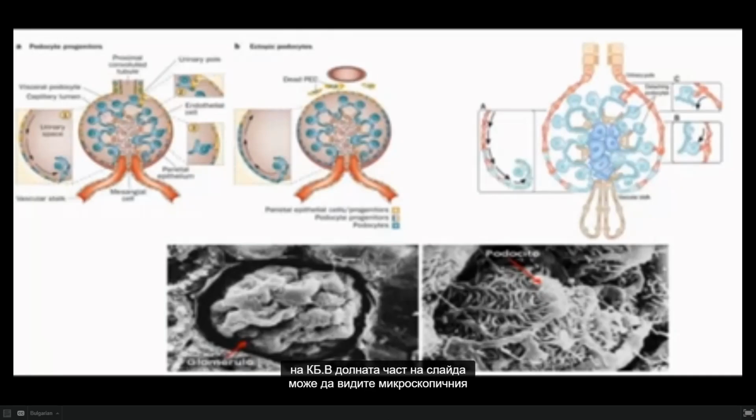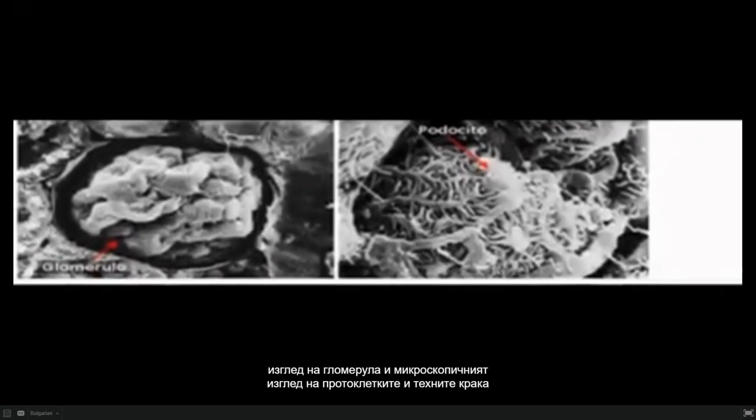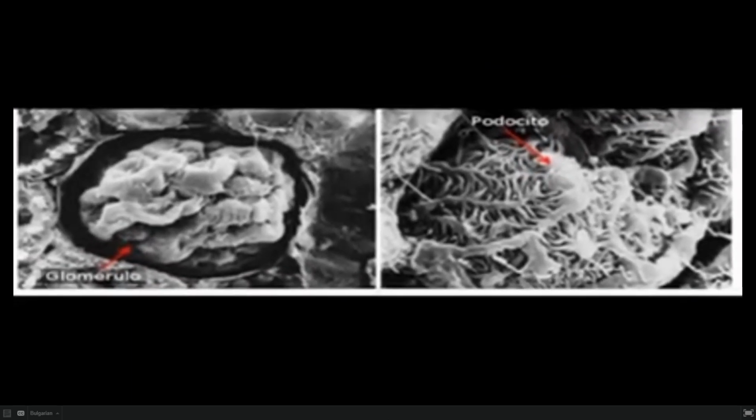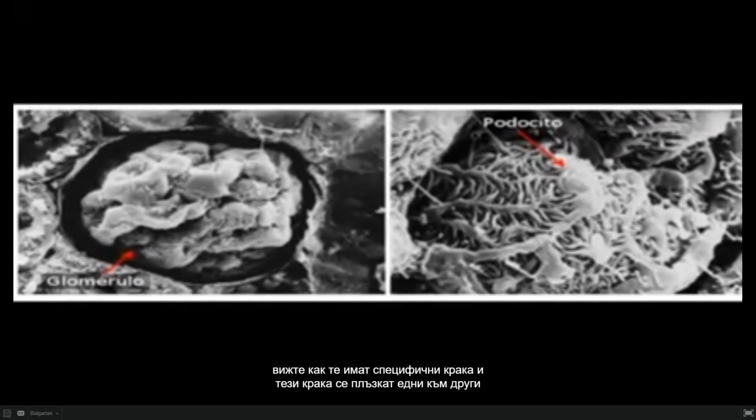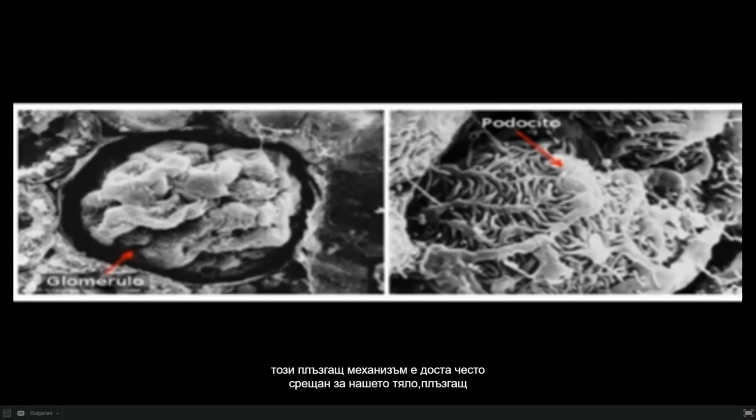On the bottom of the slide, you see the microscopic view of the glomerulus and the microscopic view directly of podocytes with their legs. See how they have specific legs, and their legs slide to each other. This sliding mechanism is very common in our body. Sliding mechanism between the structures.